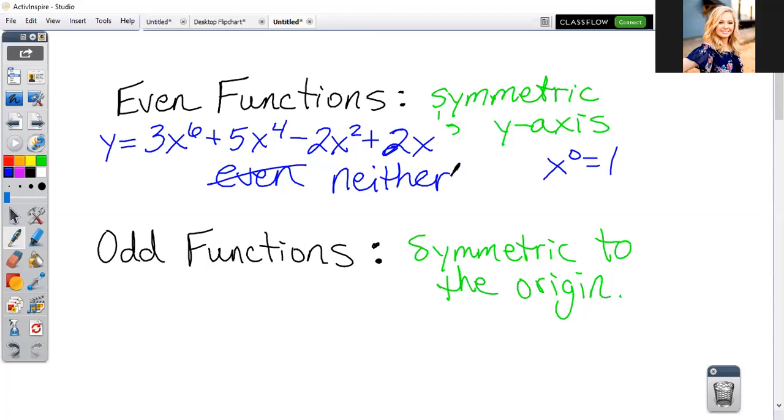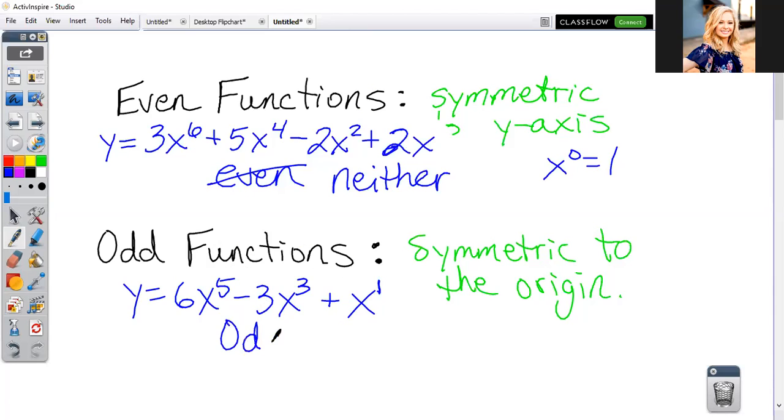So down here with an odd function, y equals 6x to the 5th minus 3x cubed plus x. What are my exponents? 5, 3, and 1. Not 0. Remember, when is it 0? When there's no x there. You got me? So the exponents are 1, 3, and 5. All of those numbers are what? Odd. So this is an odd function. And if it's an odd function, it's symmetric to what? The origin. If it's an even function, it's symmetric to the y-axis. Okay? Any questions? All right?